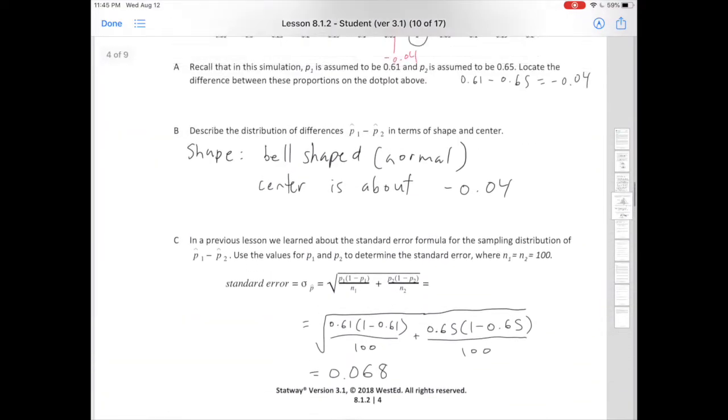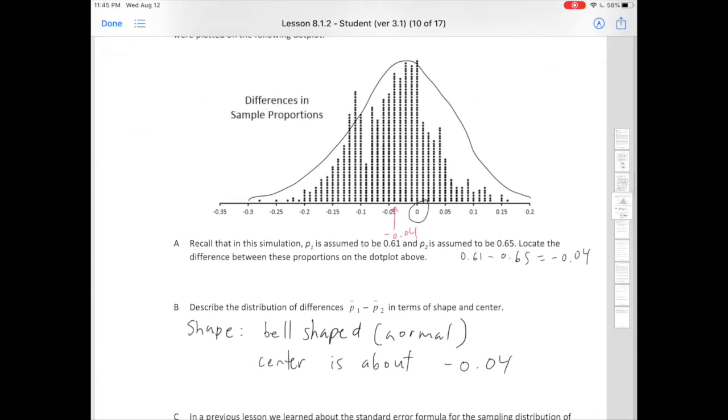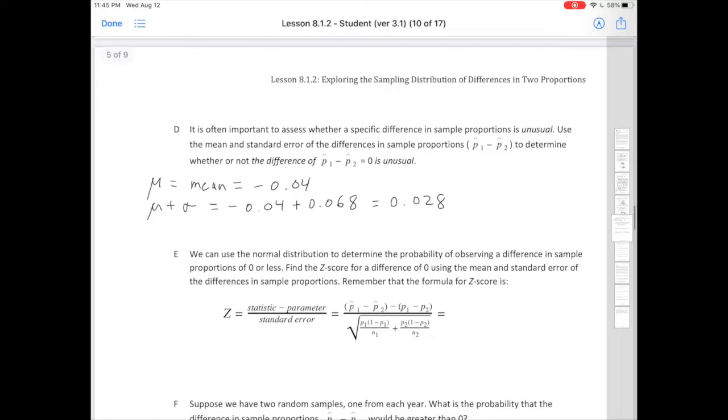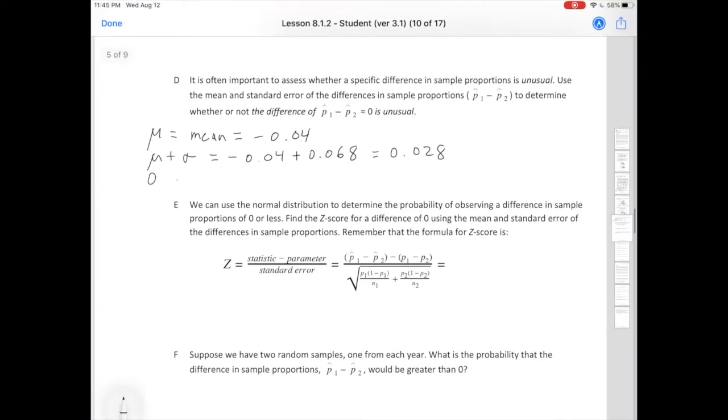What does that mean? I can stop right there. This means 0.02 is somewhere around there, which means that 0 is closer than 1 standard deviation. So it is definitely not unusual, right? So let's get that down here. 0 is closer than 1 standard deviation, so it is not unusual.